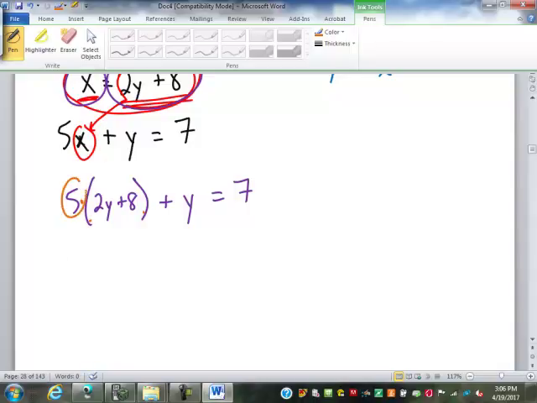Multiply by 5. Good. 5 times 2y is? 5 times 2y is 10y. 5 times 8 is 40. Good. Then we still have the plus y there.